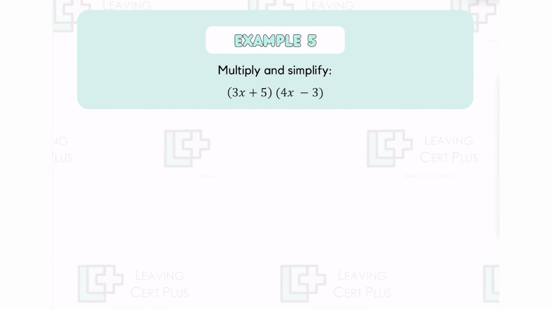So how do we get on, guys? First thing is 3x by 4x and 3x by minus 3. And then once you have that done, it would be 5 by 4x and 5 by minus 3. This would have left you with as follows: 12x squared minus 9x plus 20.